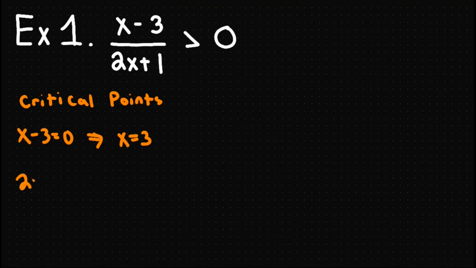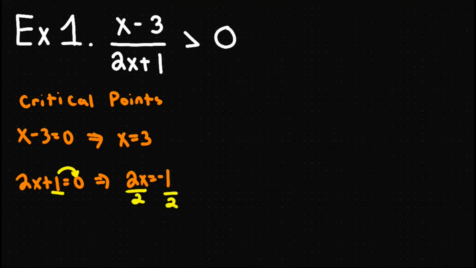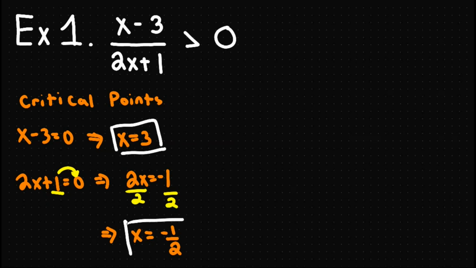For 2x plus 1, its critical point is, start by moving 1 to the right side to obtain 2x equals negative 1, then divide both sides by 2, and we obtain x equals negative 1 over 2. There. Now that we have our critical points, let's box them. The next step is to plot them on our number line.